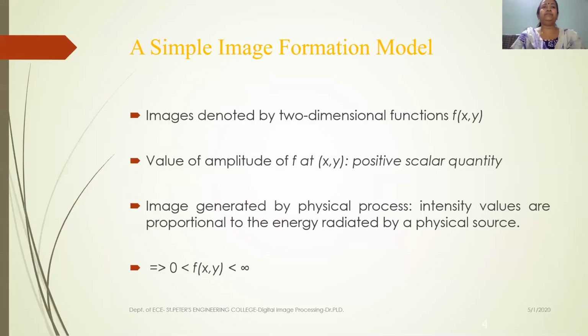Image is denoted by a two-dimensional function f(x,y), the value of amplitude f at spatial coordinates x,y, which is a positive scalar quantity. For an image generated by a physical process, intensity values are proportional to the energy radiated by the physical source. The intensity of any pixel value depends on the energy radiated by a physical source. That's the reason f(x,y) ranges between 0 to infinity.